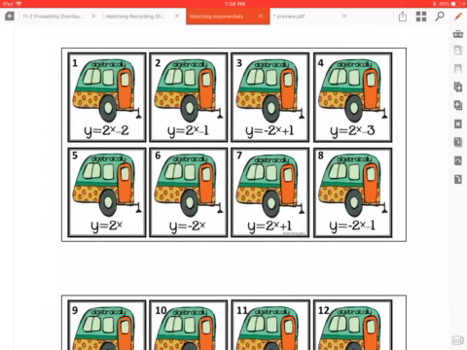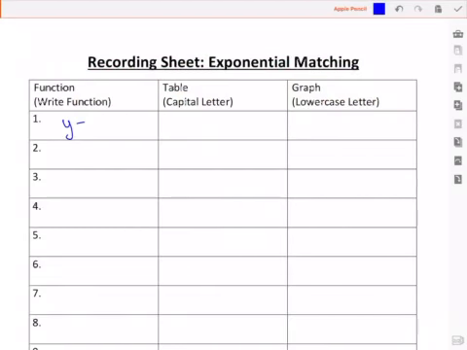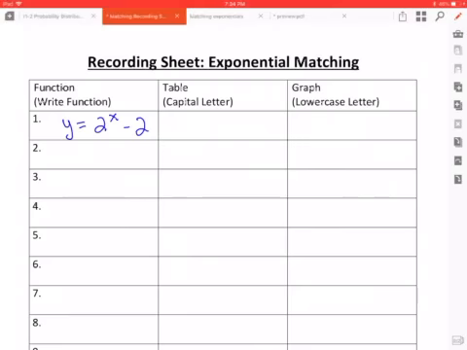Our first function is y equals 2 to the x minus 2. So let's go ahead and write that in. Y equals 2 to the x minus 2. All of these have 2 as their base, and so there's really no need to put it into the calculator. I don't want you to have any calculators out, please. And I want us to fill this in. So I'm going to do the first one with you here. So 2 to the x minus 2.